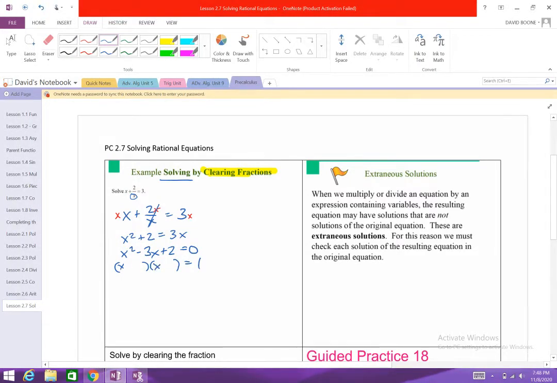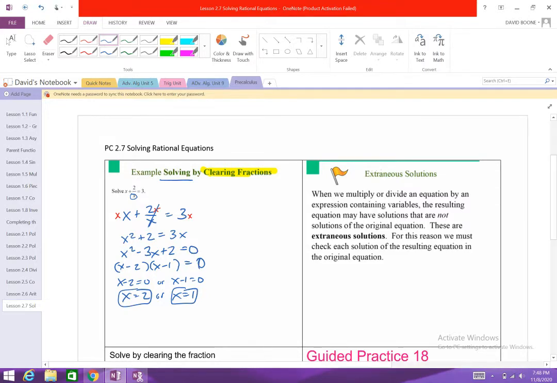So I've got x, and then two numbers multiplied give me 2, but they have to add to negative 3. How about negative 2 and negative 1? Oops, this was 0 over there. And then to solve, we know that x minus 2 equals 0, or x minus 1 equals 0, so x equals 2, or x equals 1. All right?